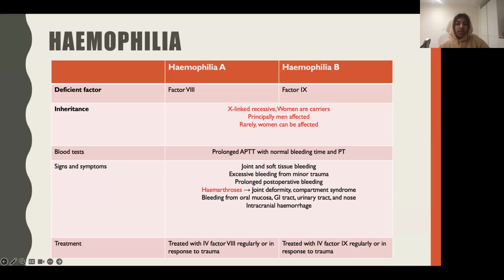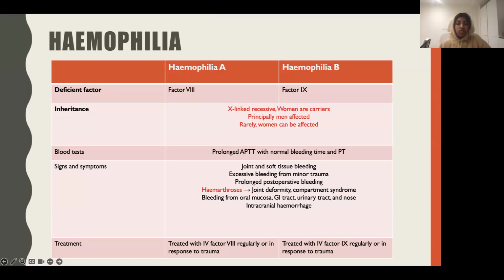Inheritance, they are X-linked recessive. So women are carriers, and most likely a man will be affected. But sometimes women can be affected. So if it's a woman, you can't rule out hemophilia because they can get affected. It's just a lot more rare because of the X-linked recessive inheritance. Again, blood test, prolonged APTT with a normal bleeding time and normal prothrombin time.